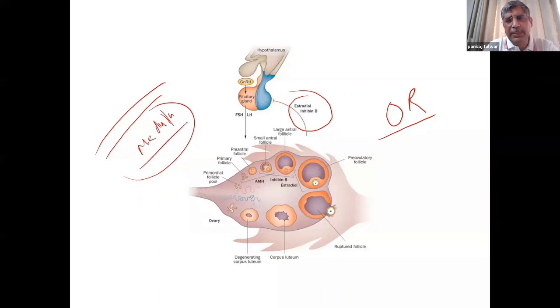But this is a very important concept I'm going to tell you now. This is not given in the books. Even if given, we are not able to comprehend them. So this is it. The ovarian cortex has multiple types of oocytes.